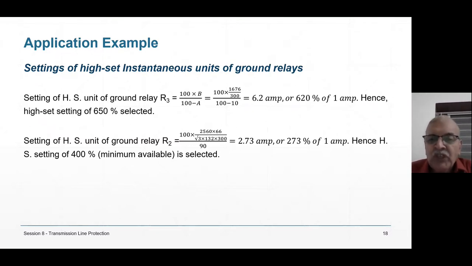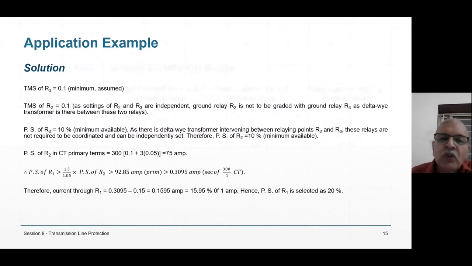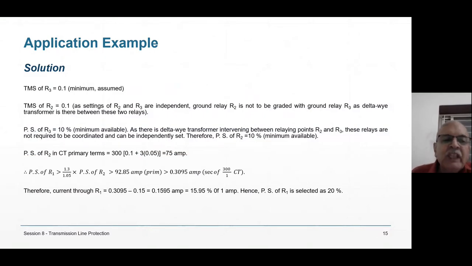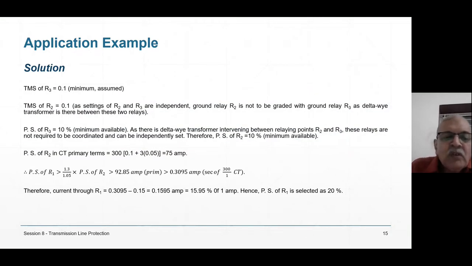R2 will be 2560. C bus is 2560 because we are going for R2. R2 is near C bus. R1 is near. R2 is on B bus, but we have to see on C bus. So 2560 we have taken. R3 application example.